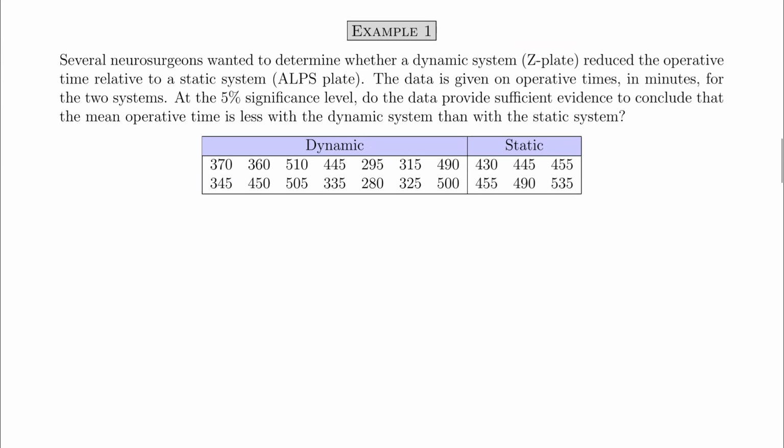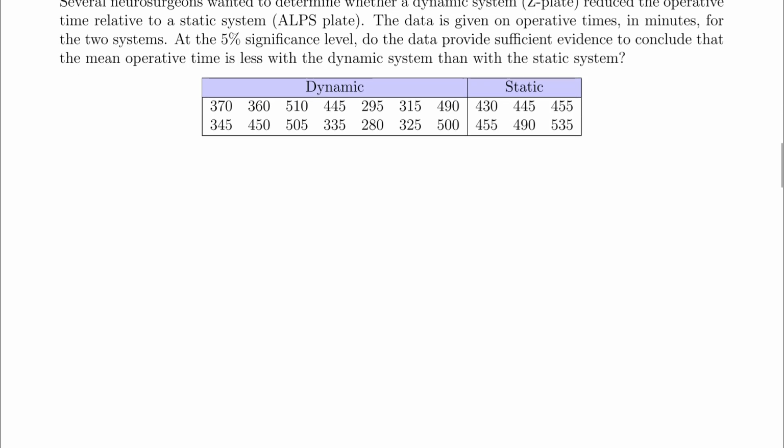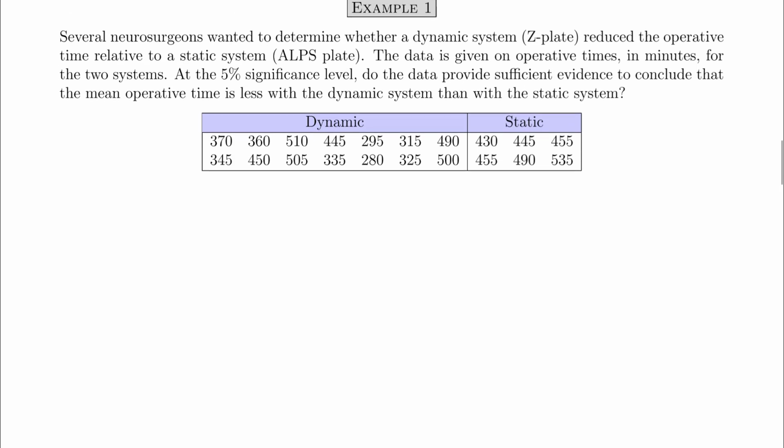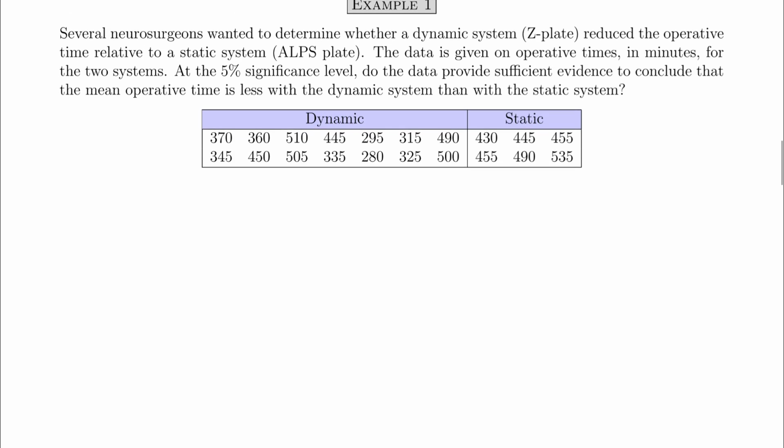So let's look at example 1, and we're going to go through this whole process, and we'll be able to see how it all works. So we're talking about neurosurgeons. We're wanting to determine whether a dynamic system, which is what they called the Z plate, reduced the operative time relative to a static system, which was called the ALPS plate. The data is given on operative time in minutes for the two systems. At the 5% significance level, do the data provide sufficient evidence to conclude that the mean operative time is less with the dynamic system than with the static system?